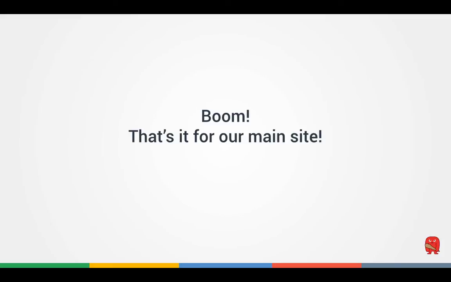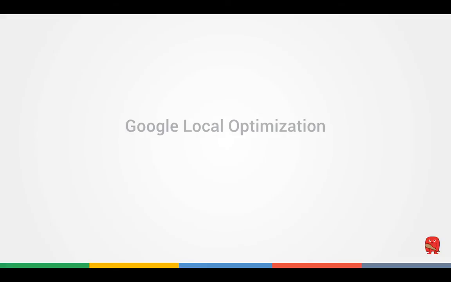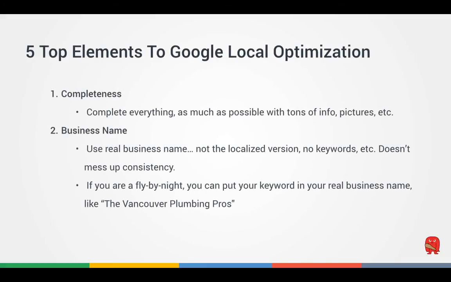So now let's get into Google local optimization, and this is your Google local page. Now there are 5 top elements to doing Google local optimization. So we're assuming right now that you've already gone through and you've claimed your page and you're going to go set it up. These are the 5 things that you really need to do to make sure that it's prepared to rank. First thing, completeness.